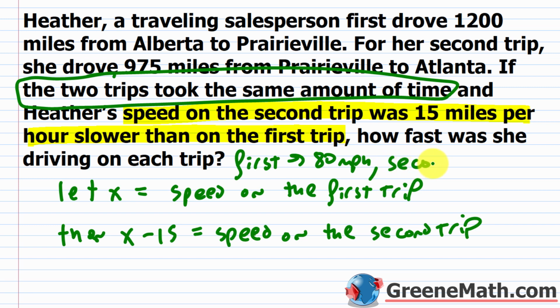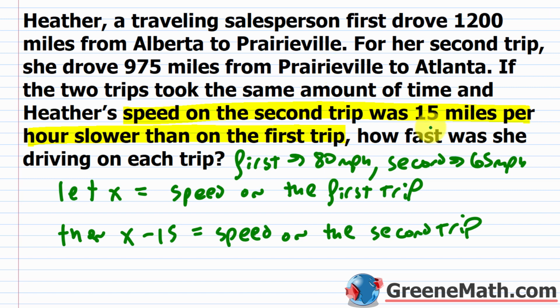And then for the second, it's going to be 15 miles per hour slower. So 65 miles per hour. All right, so to check this, I would take this distance of 1200 and divide it by this speed, which is 80 miles per hour. So 1200 divided by 80 is 15. So she travels for 15 hours. Now, what we need to see to verify this solution is to say, if I travel at 65 miles per hour for 15 hours, am I going to go 975 miles?